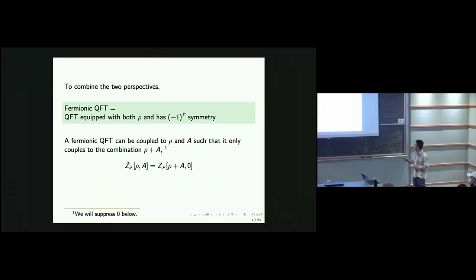So we have a partition function of the fermionic theory. I turn on the background fields, the spin structure rho and the background field A for the fermion parity. And not every configuration of rho and A are independent. In particular, it's natural to say that the partition function depends only on their linear combination, rho plus A. And so later I'm going to suppress this rho just for simplicity.